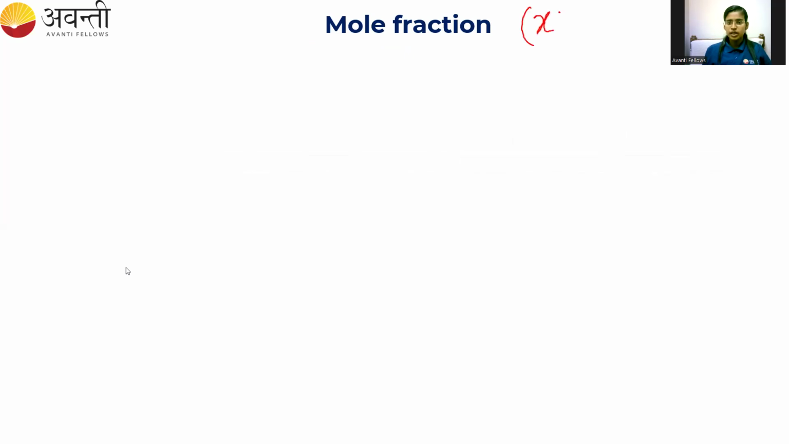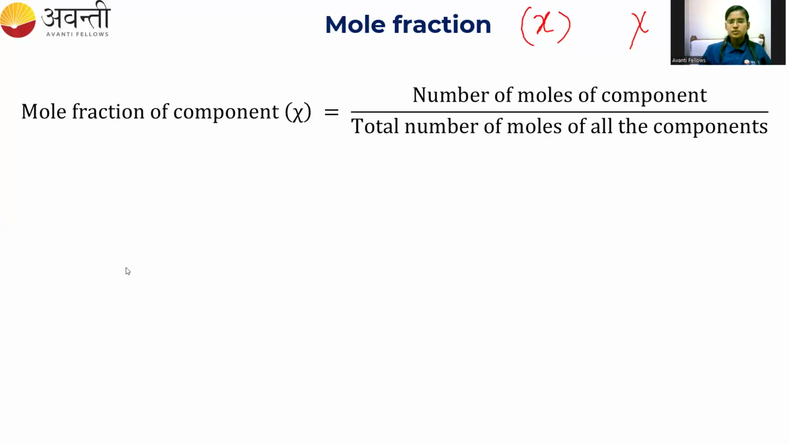Okay, it is denoted by the letter X, or actually it is denoted by a letter like this. It is actually called chi, the Greek letter. We can call this X. Instead of chi, you can call this X. This is a mole fraction.